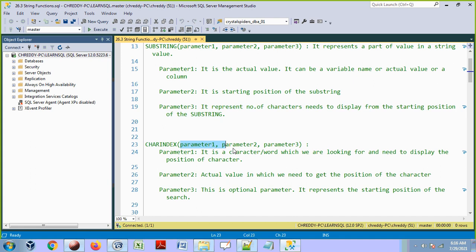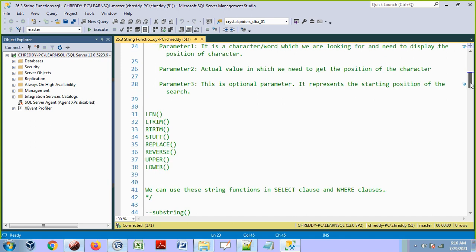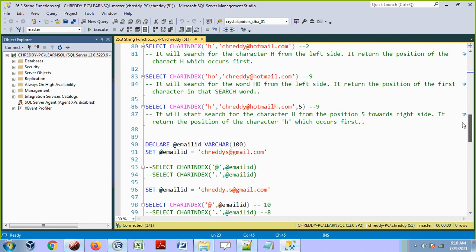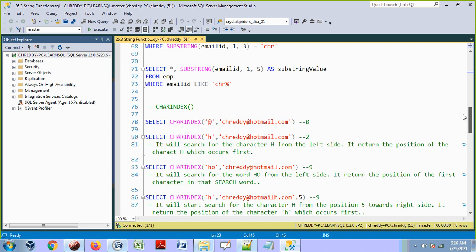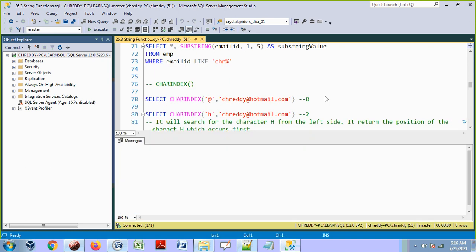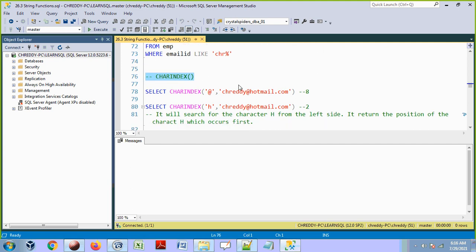So the CHARINDEX function also takes 3 parameters. First we will see a CHARINDEX example, and then we will come back to these notes, guys. So now see here, CHARINDEX is the function, and it helps to display the position of a character in the value.